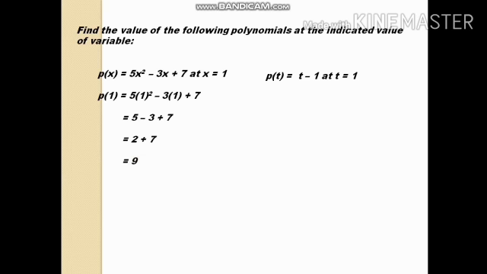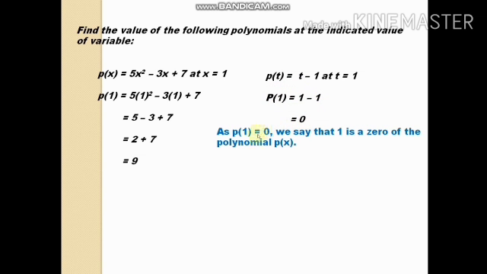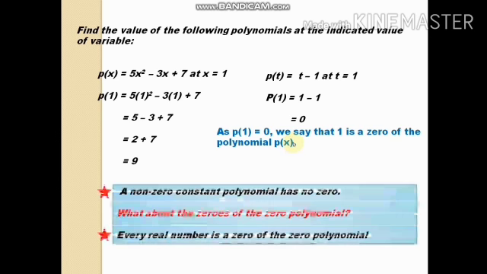Another polynomial is p(t) equal t minus 1, and we have to find the value of this polynomial at t equal 1. Let's substitute the value. P(1) equal 1 minus 1, which is equal to 0. As P(1) is equal to 0, we say that 1 is a zero of the polynomial p(t).